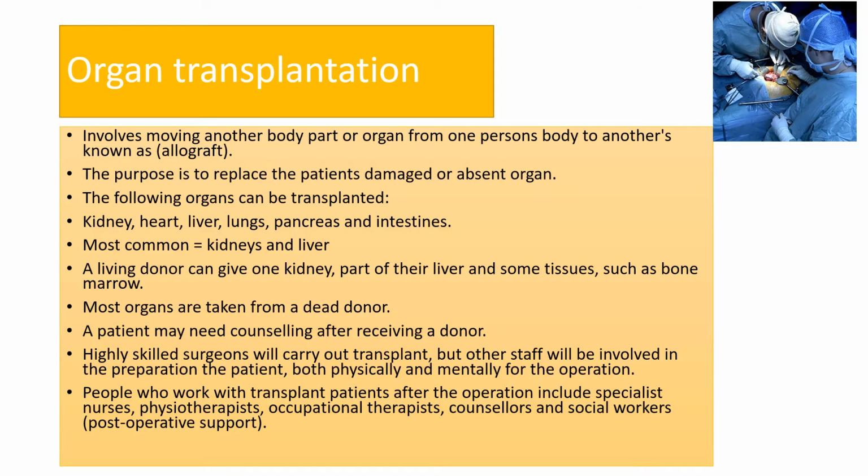A living donor, as I just said, can give one kidney, a part of the liver and some tissues such as bone marrow. But most organs are taken from a dead donor, and they've got to be the right match, and donor lists are huge. The donor waiting lists can mean that you are there for years and years waiting for a perfect match. So if more people are on that waiting list, it can mean that is cut down, and the government at the moment is working on an opt-out system. So you are on the list to donate your body to medicine or for transplantation unless you opt out.